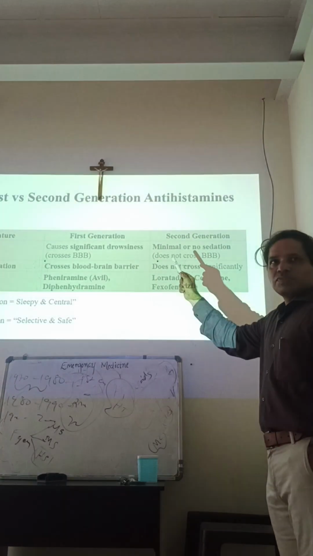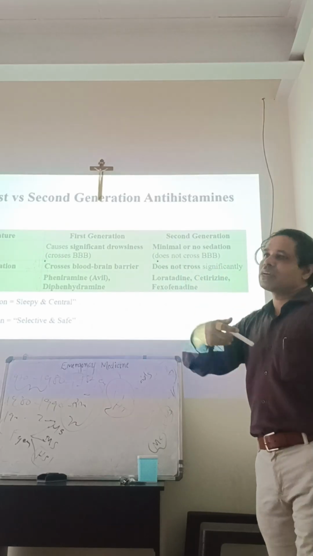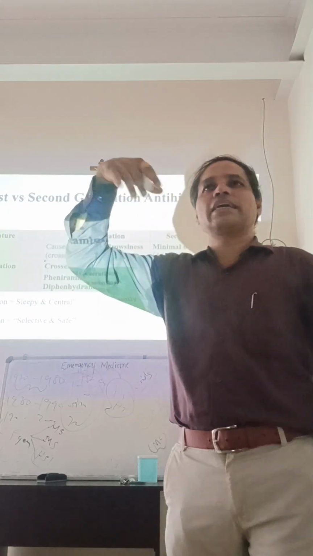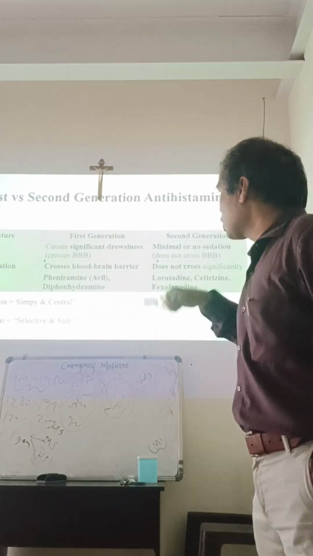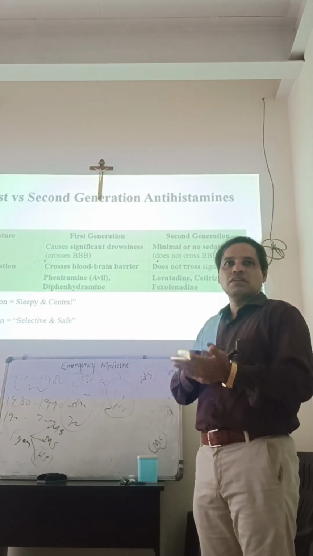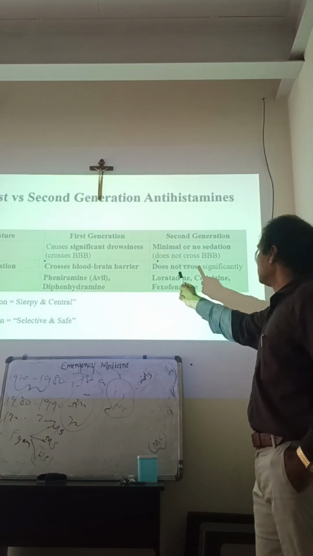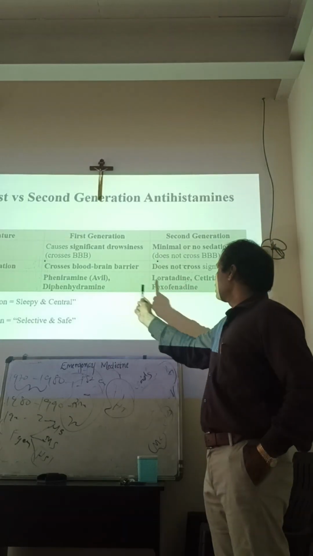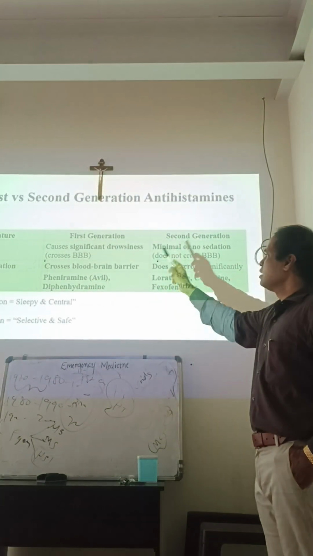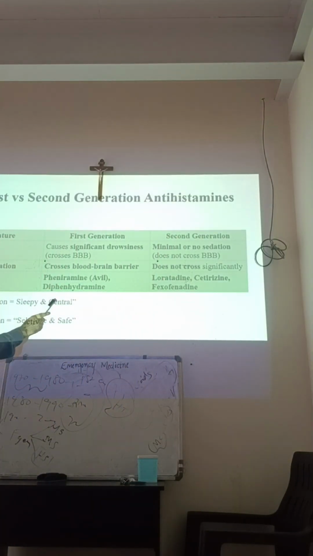So this is safer. That's why we always tell you to go and take cetirizine. If you take cetirizine, you can go to college or work because you don't get sleepiness. But if you're in hospital, it is better to give the first generation. Let him take rest, let him sleep. The first generation crosses the blood-brain barrier, the second does not, and I gave examples. The first generation is sleepy and acts centrally. Second generation is selective and safe and does not cause sedation and drowsiness.